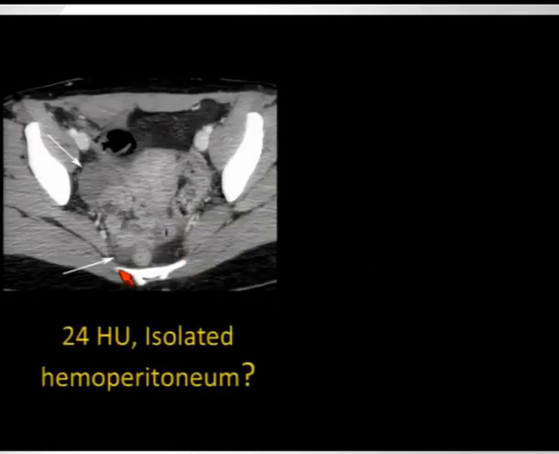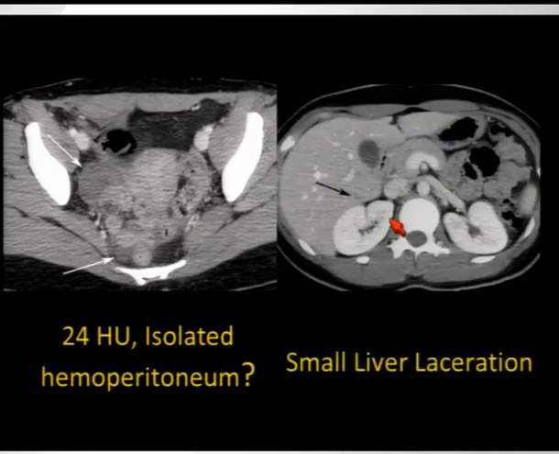However, if the attenuation is higher, such as in this patient, 24 Hounsfield units, then this is not free fluid, this is true hemoperitoneum, and despite this being a female, one has to very carefully look for a potential source of that blood, and we did find a small hepatic laceration that we can now associate with the presence of hemoperitoneum in the pelvis.